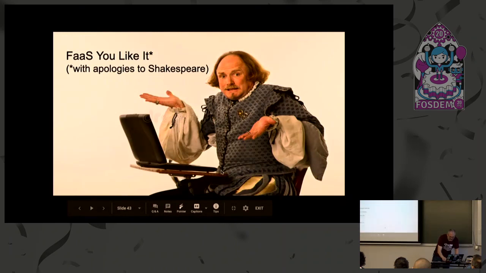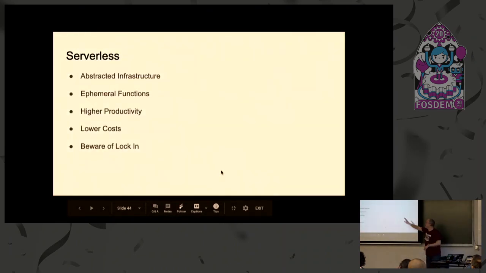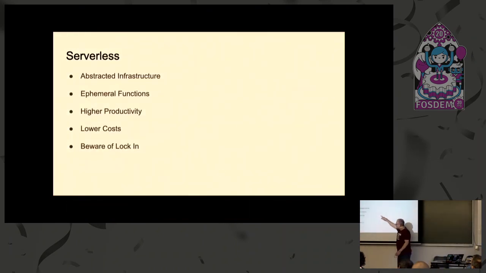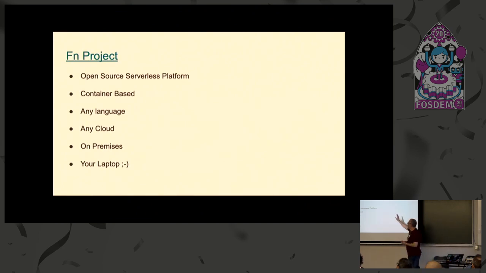With apologies to Shakespeare. So serverless is abstracted infrastructure on top of which we run ephemeral functions for higher productivity and lower costs, but you should beware of lock-in, and you have an option. You don't have to just go with AWS or Azure or Google and be locked into the cloud as well as the platform. fnproject is an open source serverless platform. It's container-based. You can write your functions in any language. You can run it in any cloud or on-premises or on your laptop.